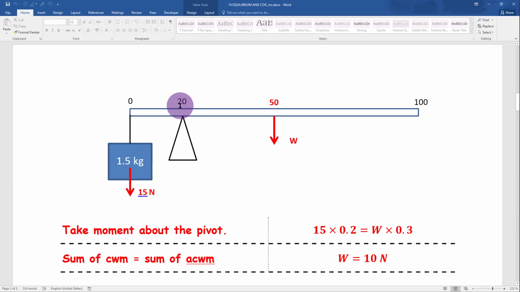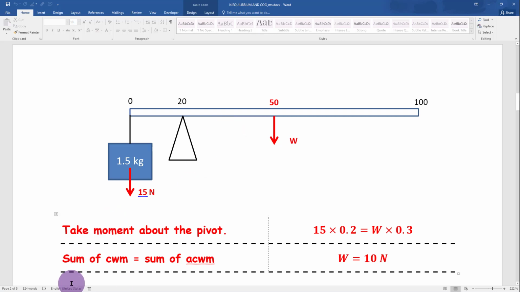Before I do that, I need to determine these distances from the turning point, or the point about which I've decided to take moments. I measure the distance which makes 90 degrees with this force, and that happens to be 20 centimeters, which is 0.2 meters. Then from the 20 centimeter mark to the 50 centimeter mark, again there is 30 centimeters, which is 0.3 meters. That is all I need to do as far as determination of the distances is concerned.